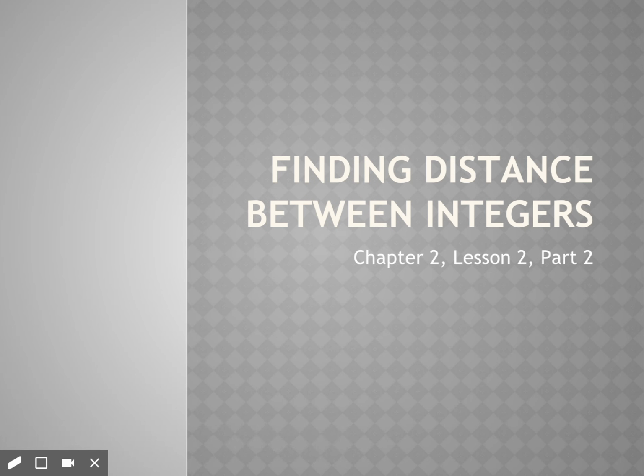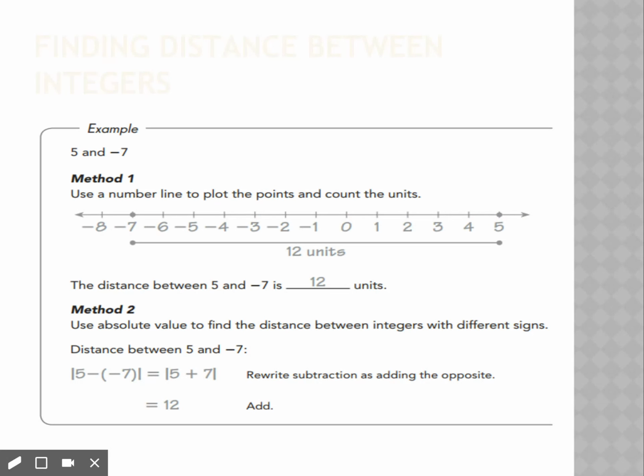Chapter 2, Lesson 2, Part 2, Finding the Distance Between Integers. So finding distance between integers, there's a couple methods. Method 1 is to use a number line. So you're just plotting a number line that has both points.